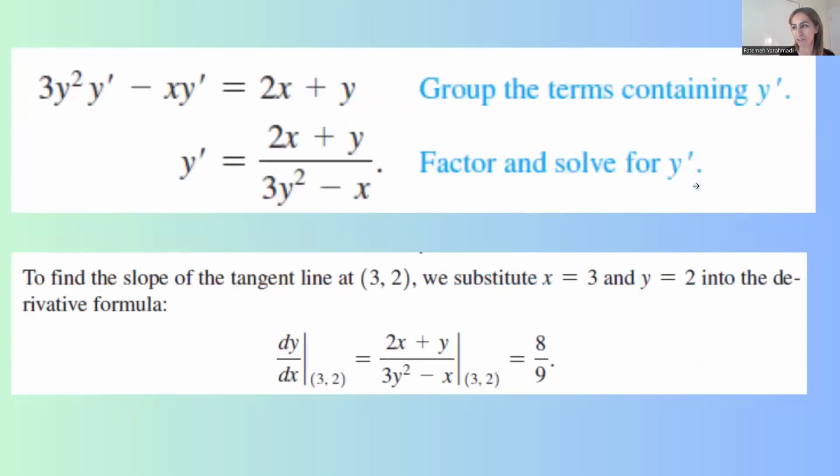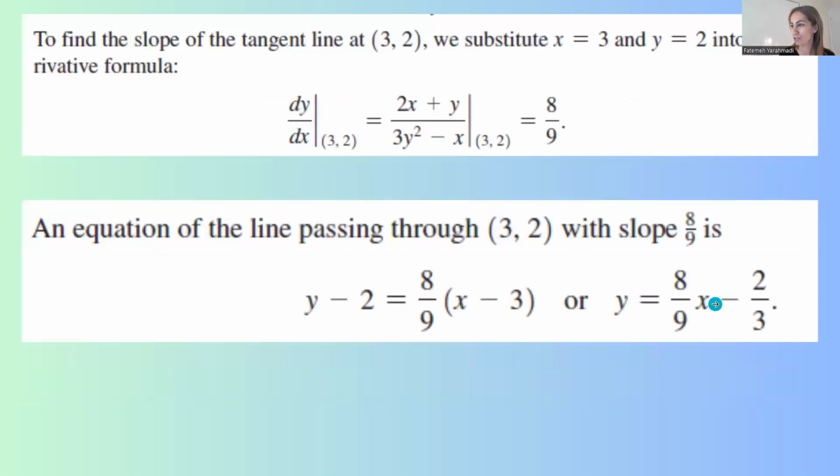Now that you have the derivative of the function, you can easily find the slope of the tangent line. The slope of the tangent line, as we have x equals 3 and y equals 2, is equal to, wherever you see x, you're going to substitute 3, and wherever you see y, you're going to use 2. So you have 2 times 3 plus 2 divided by 3 times y squared, y is 2, so 3 times 4 minus 3. Once you simplify that, you get 8 divided by 9. So this is the slope of the tangent line, which is positive. So we expect the tangent line to be increasing.